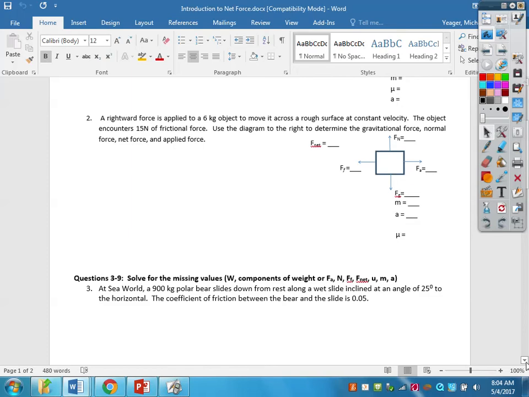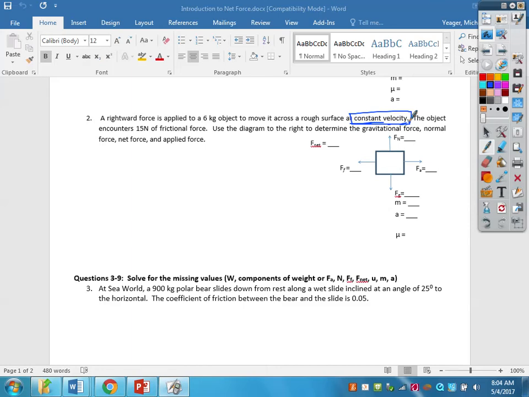All right, let's look at this one. Okay, this one doesn't have as much information. You have to kind of fill it in yourself. A rightward force is applied to a 6 kilogram object to move it across a rough surface at constant velocity. All right, that is key. When we start doing these dynamic problems, we're going to mix in equilibrium problems so you know when it is a dynamic accelerated problem versus one that is not. So that is extremely important to pick up. Those words are so important throughout the year to catch.